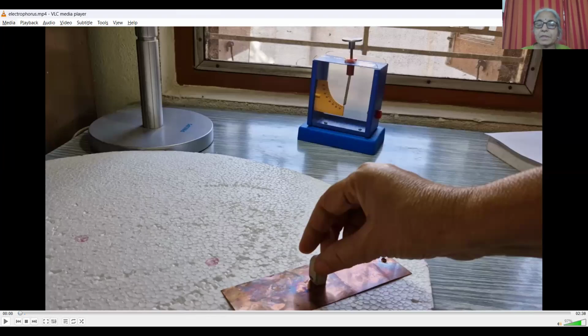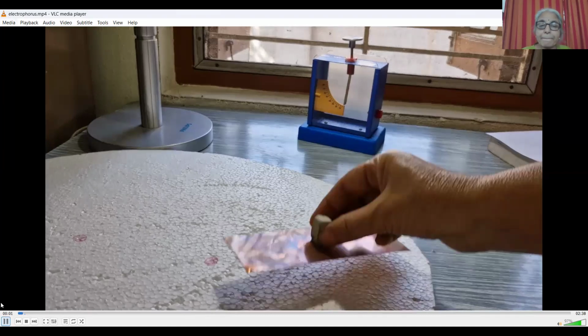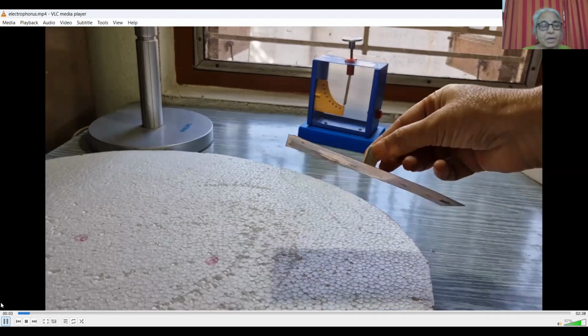This is the electrophorus. It's a simple copper sheet, rectangular in shape, and I have attached an eraser, a rubber handle. So I will lift it up using that insulated rubber handle. Now, there is this sheet of styrofoam, thermocol sheet, which I will charge by rubbing.